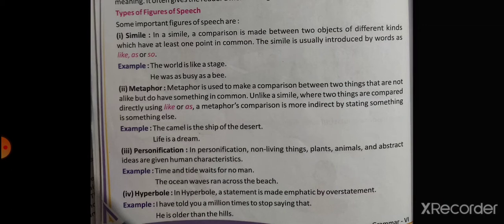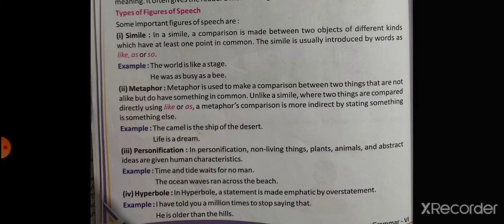First is, the world is like a stage. He was as busy as a bee. If I'm talking about myself, like I'm as busy as a bee, have I become a bee or has the bee become me? No. But the one thing that is common between us is that we both are busy. That's why we use simile here.